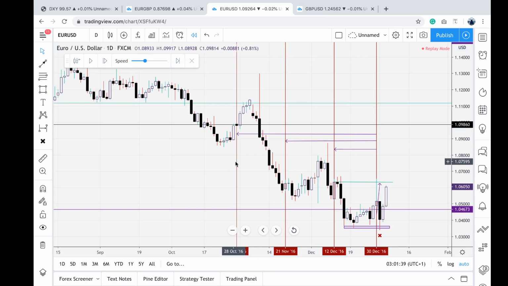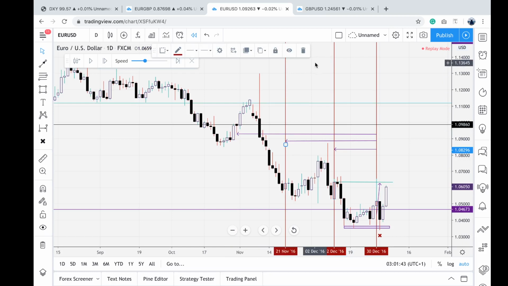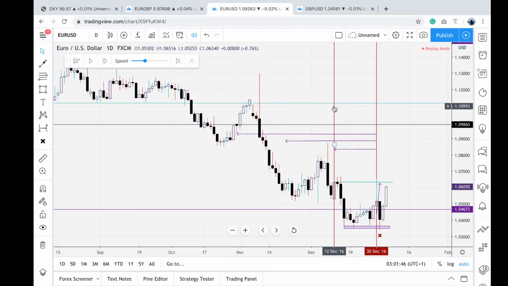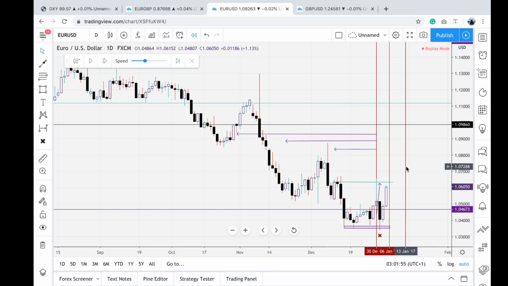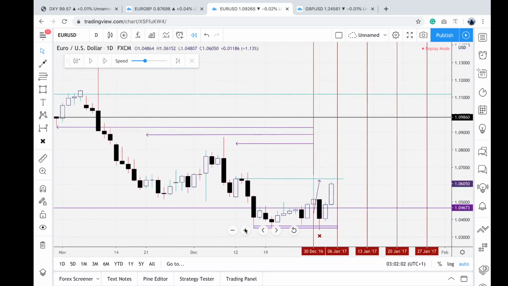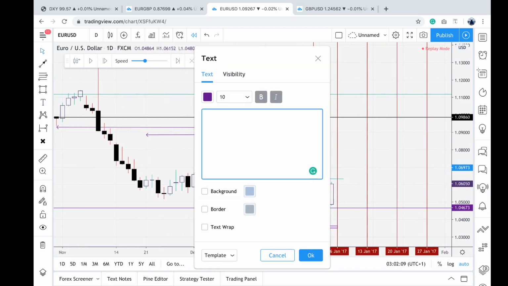So we delete this, delete this, delete this. So basically the week ends on the 6th, 13th, 20th, and 27th. Right. So basically this is our 20-day IPDA high. So you can label this 20-day IPDA high.